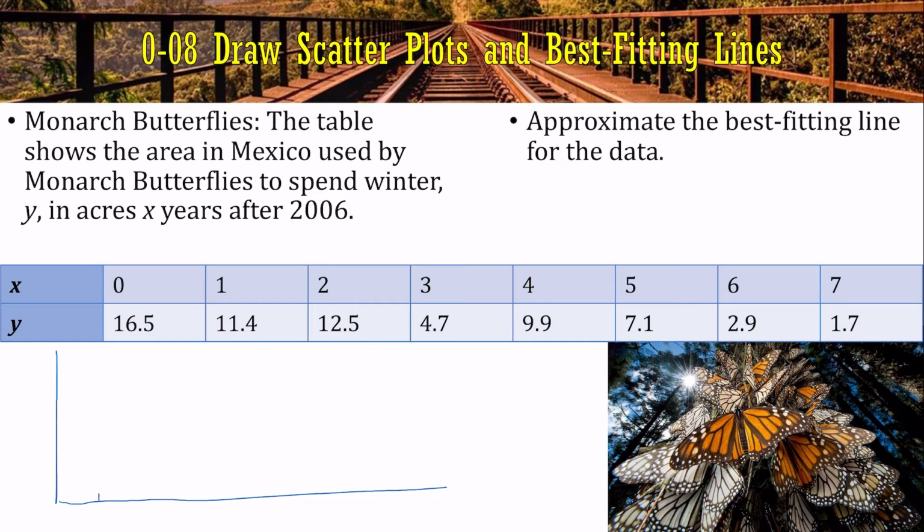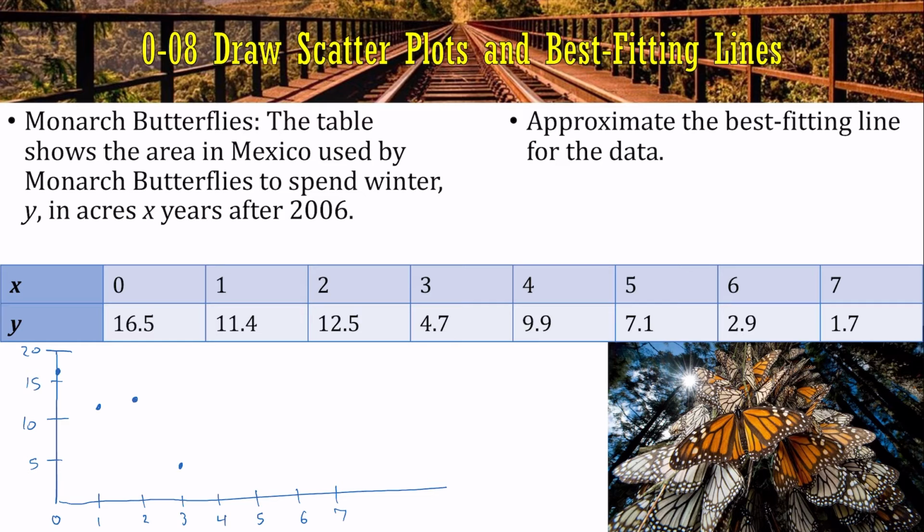The x's are 0, 1, 2, 3. Of course, you'll want to do this on actual graph paper. And then the y's, I need to get up to like 17. So if I call that one 20, halfway down would be 10, 5, 15. So 16.5 would be there. 11.4 would be there. 12.5 would be there.